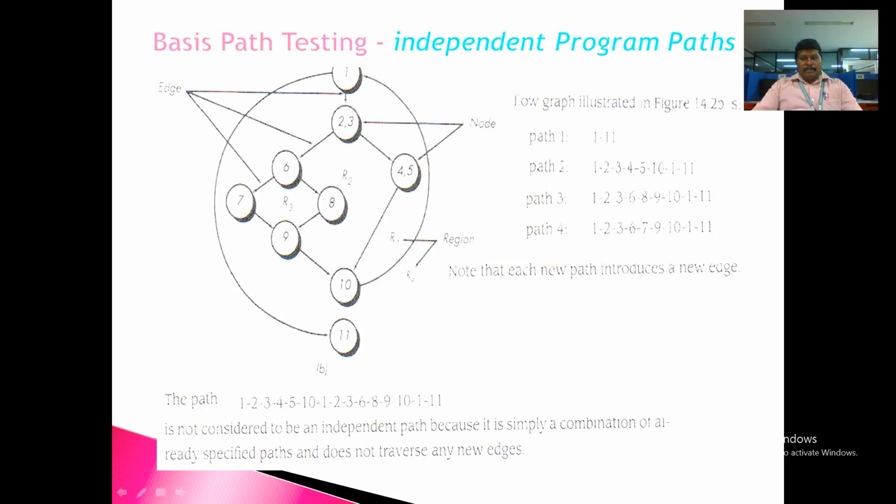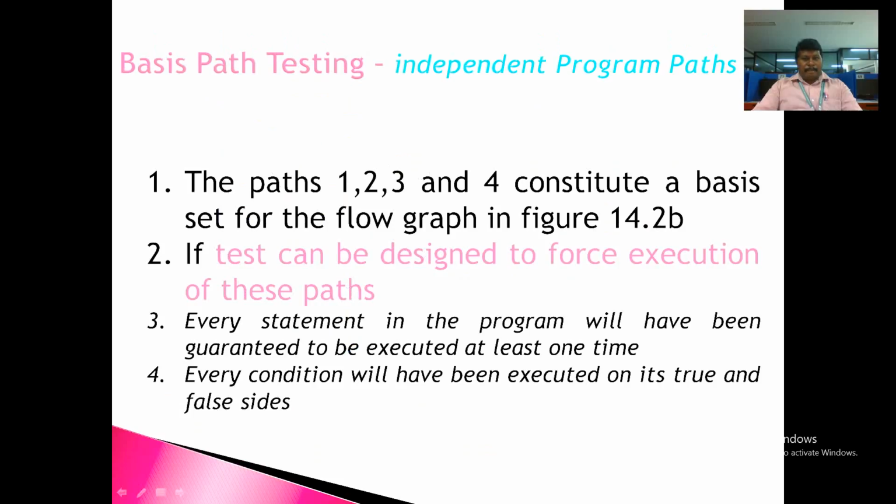Once we have discovered all this, we have four different kinds of paths. Paths 1, 2, 3 and 4 constitute the basis set of the flow graph in the previously mentioned figure. If tests can be designed to force the execution of these paths, every statement in the program will have been guaranteed to be executed at least one time. Every condition will have been executed on its true and false sides.